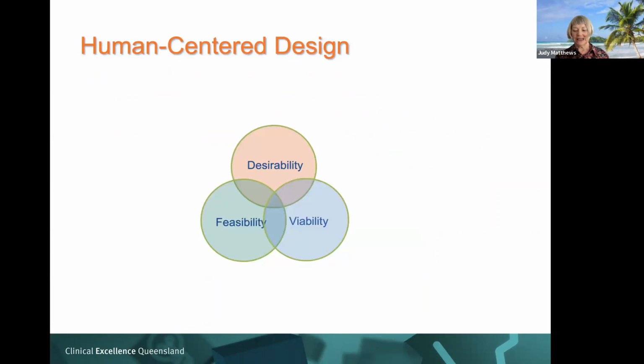So I'm saying this in a different way here. Here we have 3 components again. Desirability, what is it that people desire?